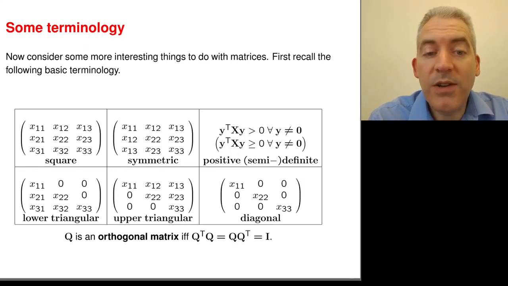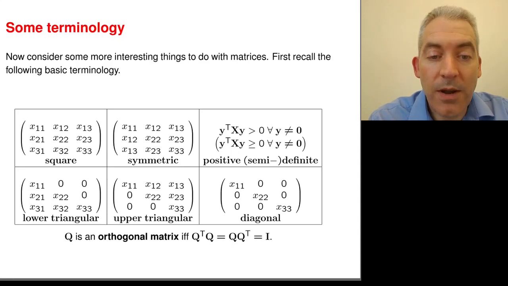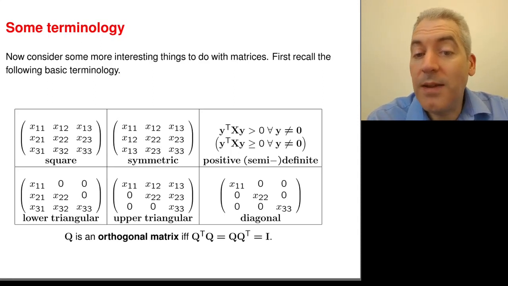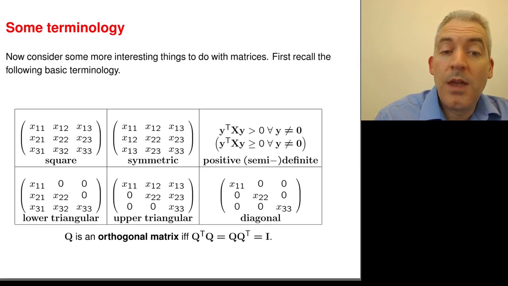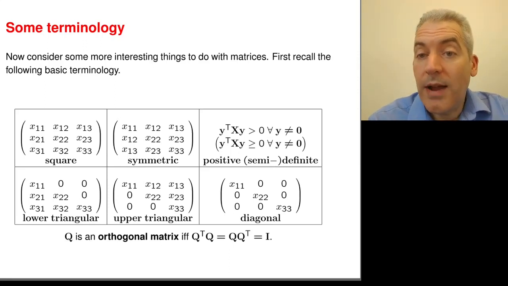But triangular matrices are very important in numerical linear algebra. And of course, the special case of a matrix that is both upper triangular and lower triangular is called a diagonal matrix for obvious reasons.